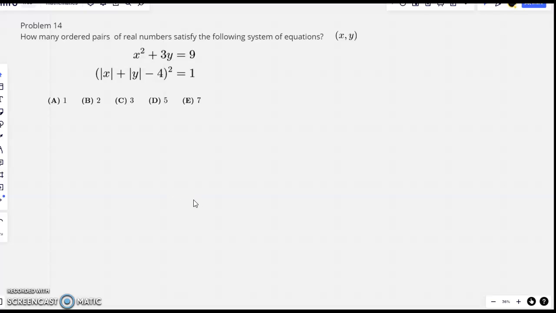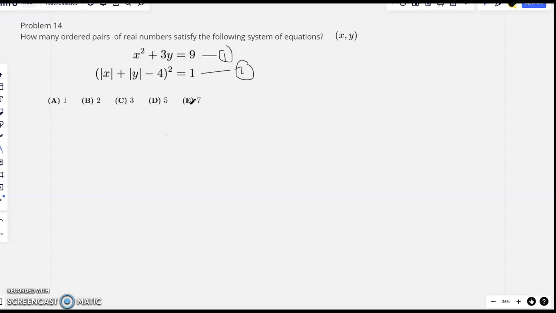This is a solution to 2021 AMC 10A problem 14, and it says how many ordered pairs of (x, y) satisfy equation 1 and equation 2. So the method is basically graphing.